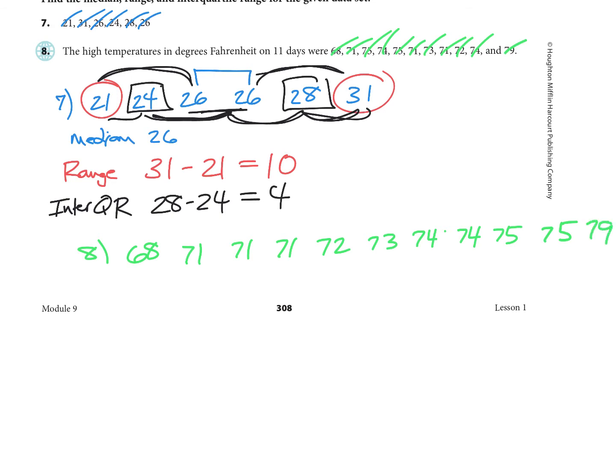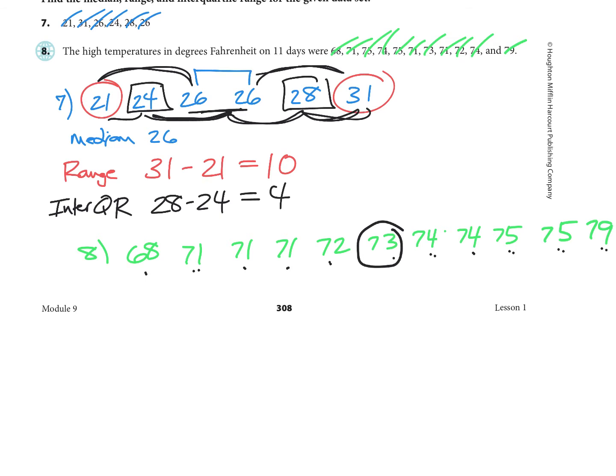So that is 1, 2, 3, 4, 5, 6, 7, 8, 9, 10, 11 terms. So this one will have a middle. I go 1, 2, 3, 4, 5. That's going to be my middle. Count again, 1, 2, 3, 4, 5. Yeah. So my median here is 73.